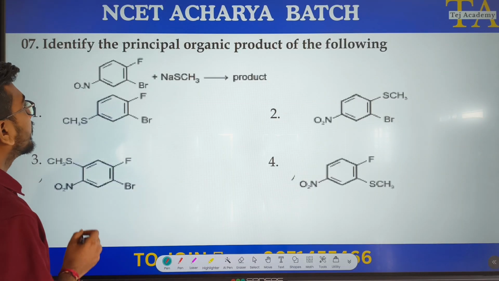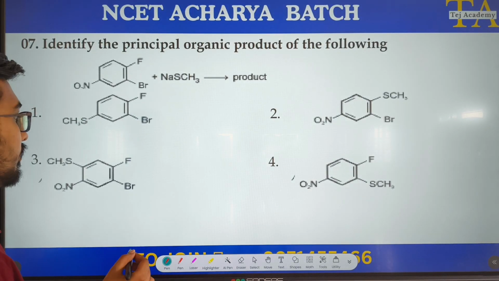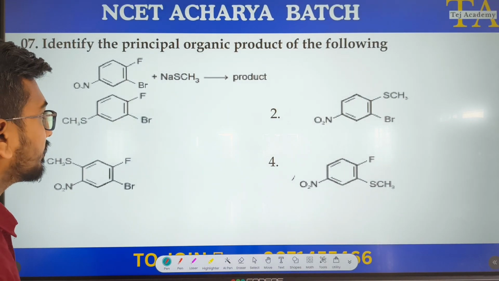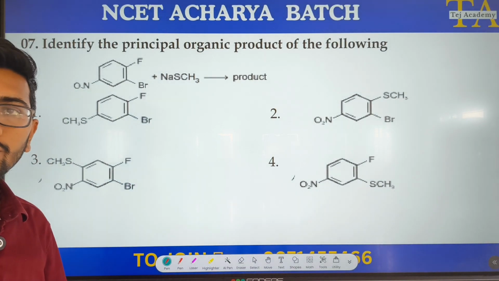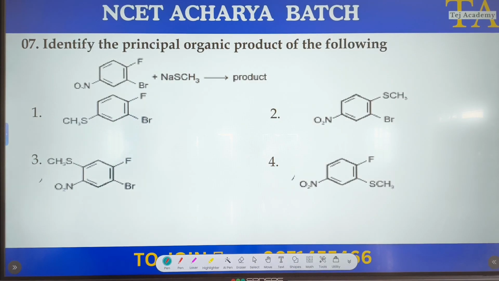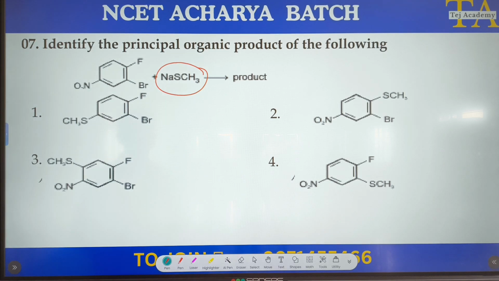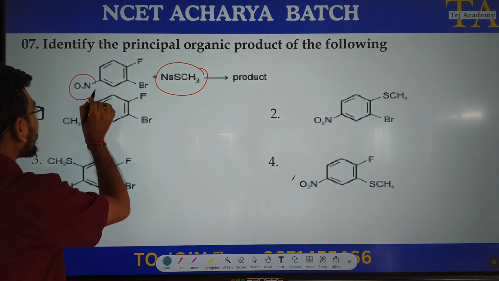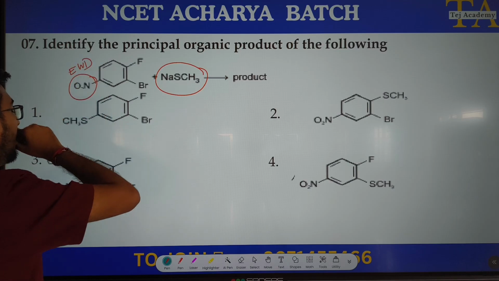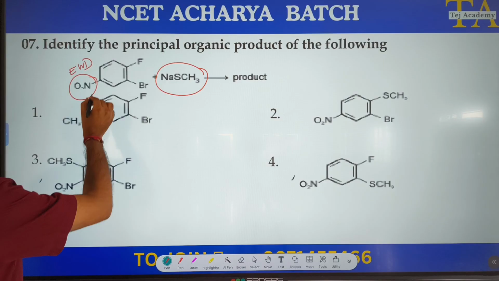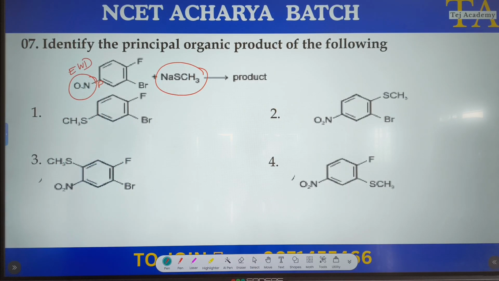So the seventh question is, identify the principal organic product of the following. Among the four options, which one are we going to get as a product? See, this reaction is an example of nucleophilic substitution reaction for aromatic compounds. Now, in the presence of NaSCH3, see here the NO2 group is present. This NO2 group is an electron withdrawing group, present at the para position. So it will stabilize the complete benzene ring.